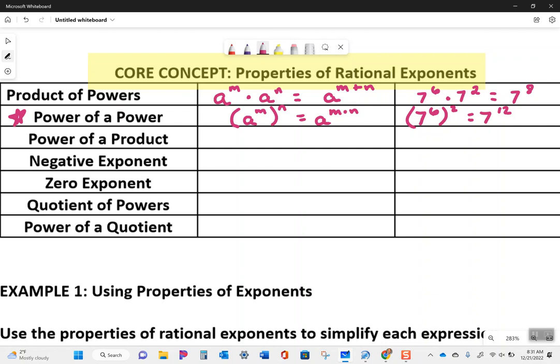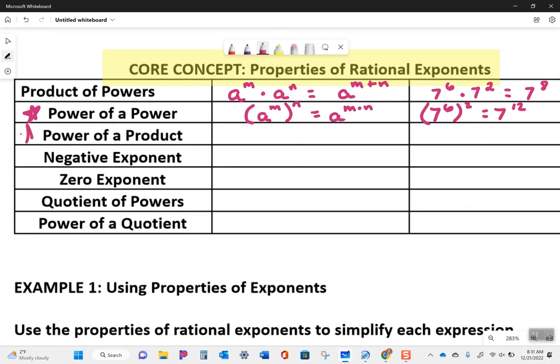All right. Another important one, I think, is this. It's called power of a what, kids? So if I have something in parentheses like this, a times b, isn't that a product right there? And if I take that to the nth power like this simply becomes the following. It becomes a to the n power times b to the n power. So I'll give you an example here.